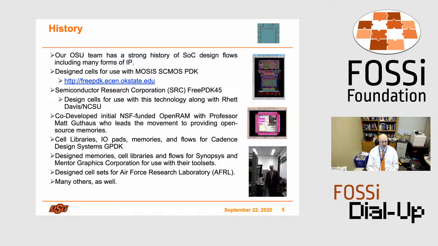He'll give an idea of using OpenRAM, which is a great tool for generating memories, as is another open source tool. I've done cell libraries, IO pads, memories, and flows for Cadence, originally in the GPDK. I also designed memories and cell libraries and flows for Synopsys and Mentor Graphics, as well as designed cell sets for the Air Force Research Lab up in Rome, New York. So I'm very grateful for all these opportunities, as we had many other opportunities along the way.